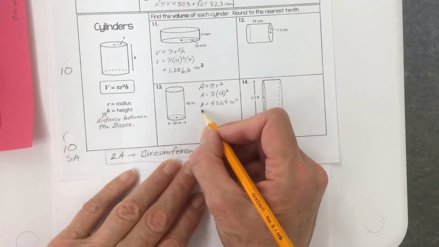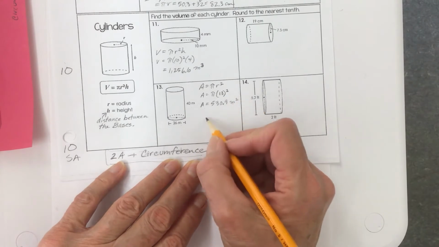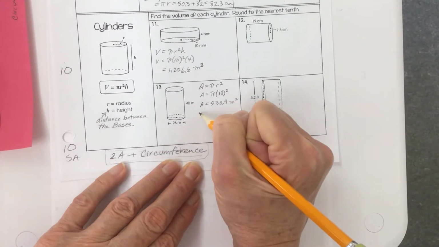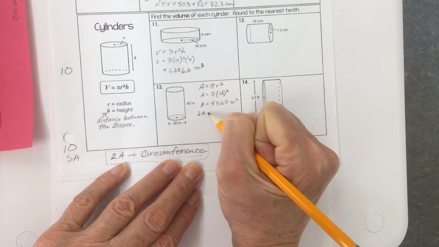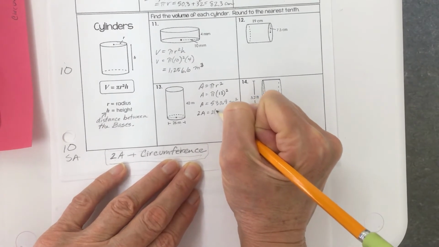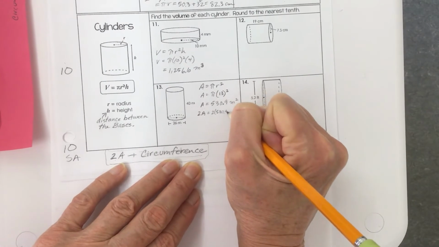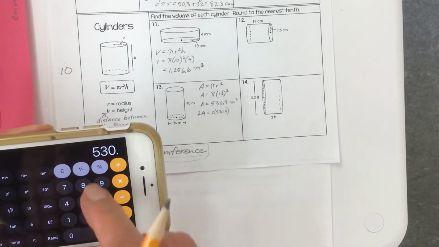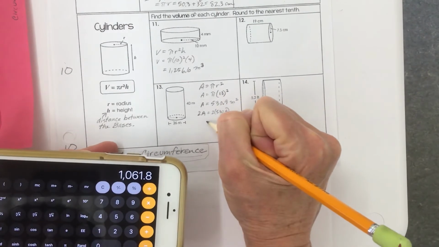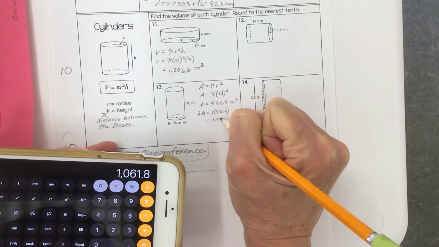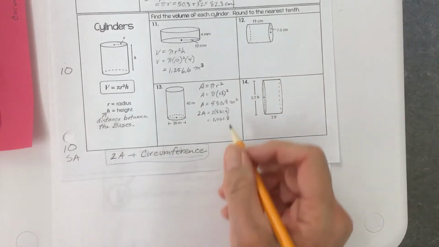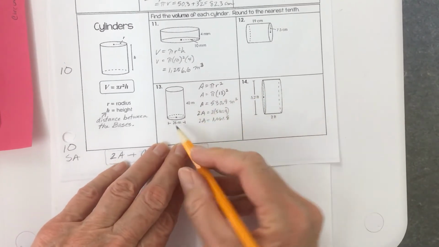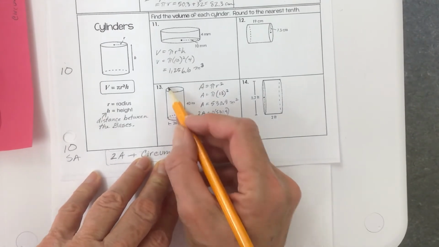All right, so we know what A is, but we have two bases, so it needs to be 2 times A. So 2 times 530.9 equals 1061.8. That is the areas of the two bases.